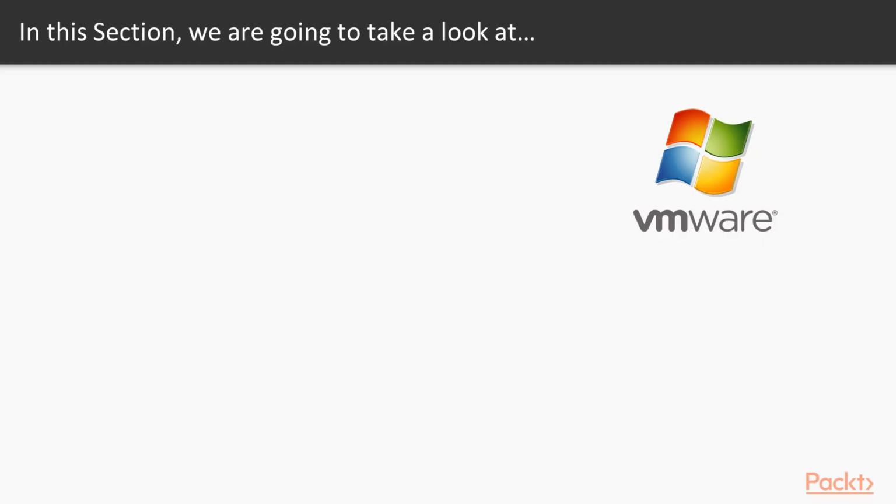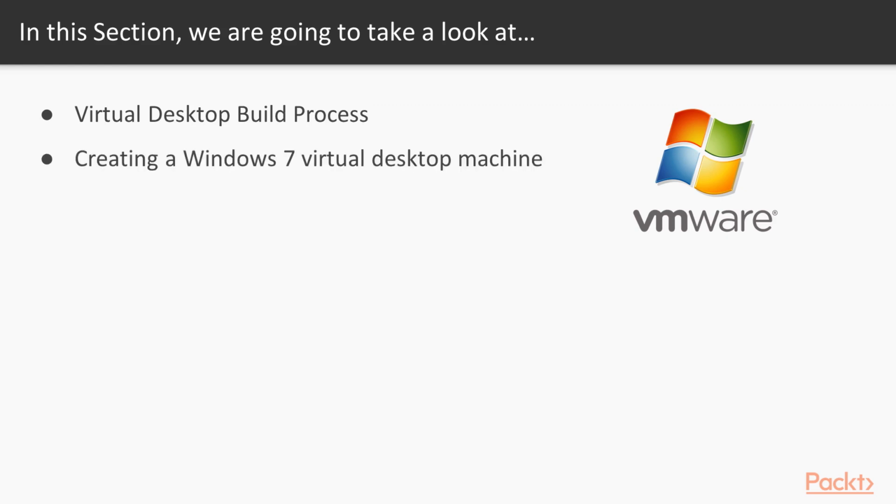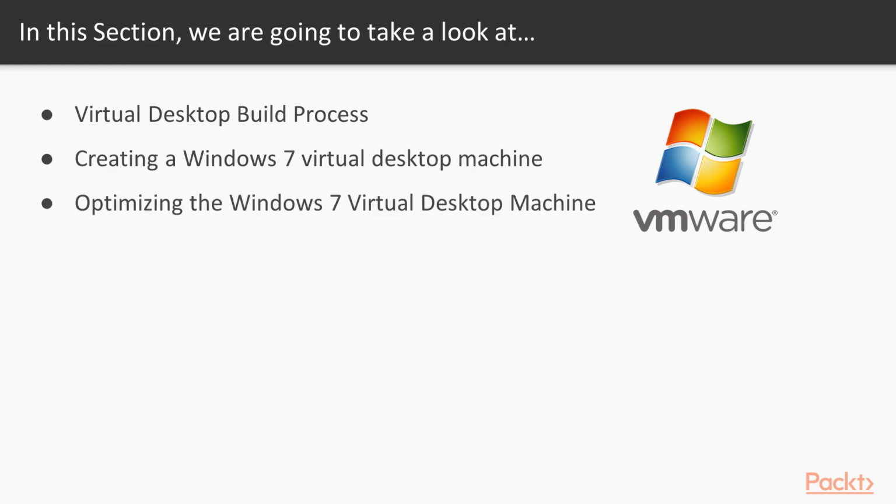In this section we're going to start to create the operating system images that will be used to create the virtual desktop machines from. We will start by walking through the build process before going on to create a Windows 7 image, which we will then optimize for running as a View virtual desktop. Then we will create the virtual machine in vCenter, build the OS, optimize it for VDI, and then we will prepare it for delivery to the end users.